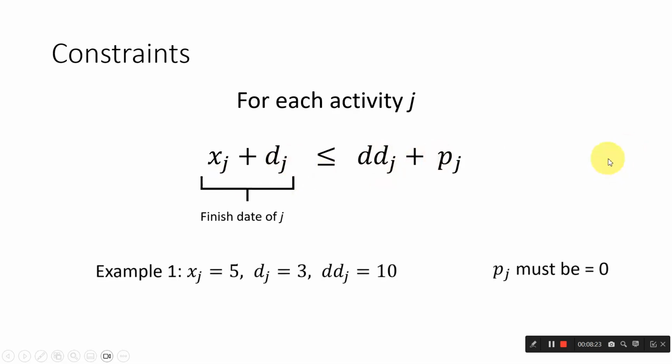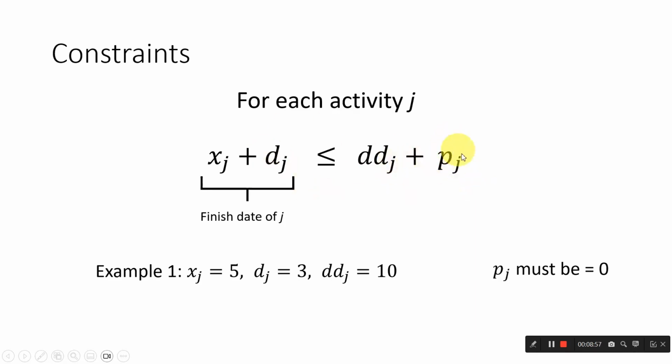To illustrate how this works, let's look at an example. Let's imagine that we have an activity that is started on day 5. It has a duration of 3, so that means that it's finishing on day 8, and it has a deadline of 10. So this activity is finishing before the deadline. So the PJ is going to be 0. Why is it going to be 0? Because the model is going to try to minimize the sum of all of these PJs, and in this case, since this is not violating the deadline, this constraint is going to be valid for PJ equal to 0.